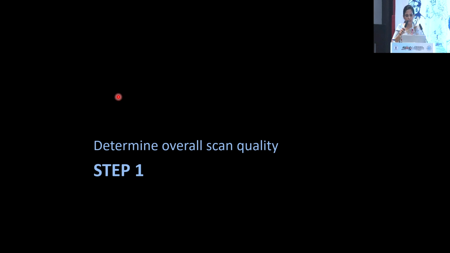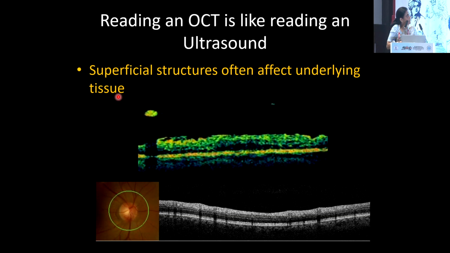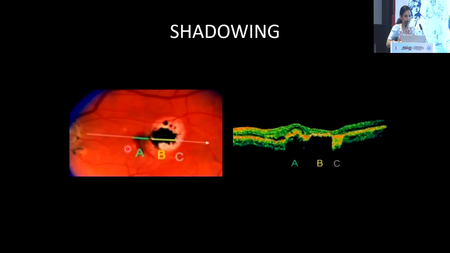So when you see an OCT, first of all, you have to determine the overall scan quality. The quality should be good, otherwise you'll not be able to see the structures. Now, reading an OCT is like reading an ultrasound because superficial structures affect the underlying tissues. So these vertical lines here are shadows of the blood vessels. They are absolutely normal, and they cause the deeper layers to be obliterated. And that pigment over there is causing shadowing. So just like an ultrasound, here you see shadowing present.